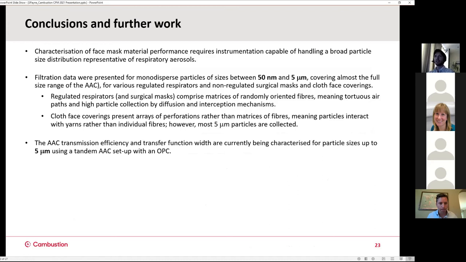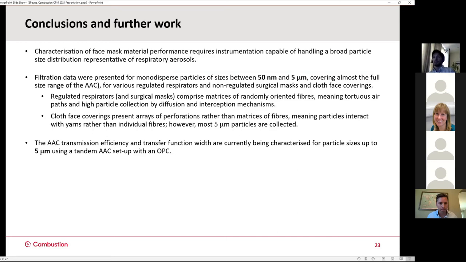So characterization of face mask material performance requires instrumentation capable of handling a broad size distribution representative of respiratory aerosols. Data were presented for monodispersed particles between 50 nanometers and 5 microns, which covers almost the full size range of the AAC for various types of face coverings.